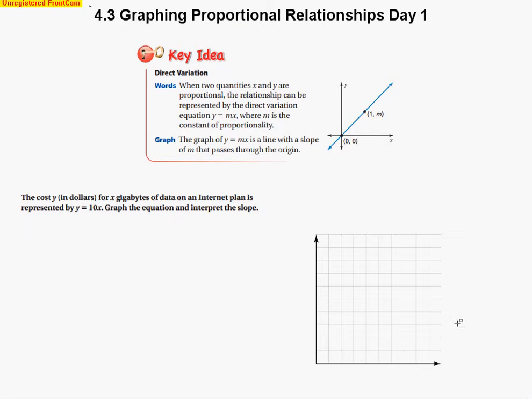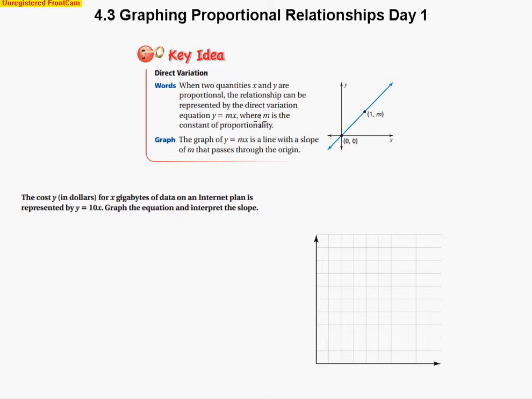Welcome to the lesson for graphing proportional relationships, day number 1. And proportional relationships is direct variation. That's when two quantities x and y are proportional, and the relationship can be represented by the direct variation equation of y equals mx.